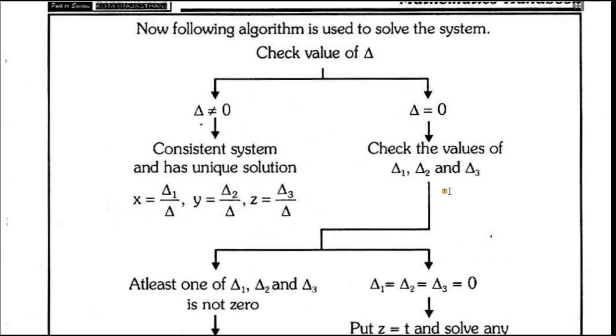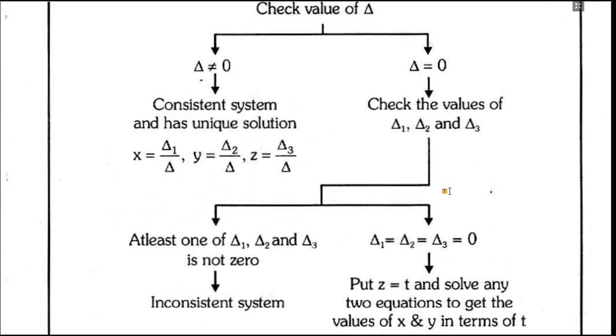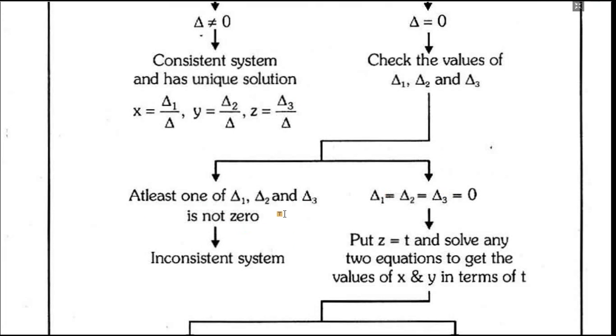Now checking the value of delta. If the determinant value gives you the answer 0, then you have to check the values of delta 1, delta 2 and delta 3 separately. Now if at least one of delta 1, delta 2 and delta 3 is not 0, then in that case the three given equations form an inconsistent system, meaning there is going to be no solution.